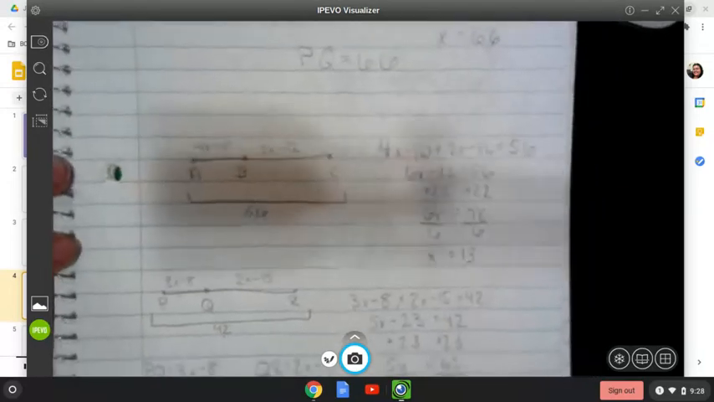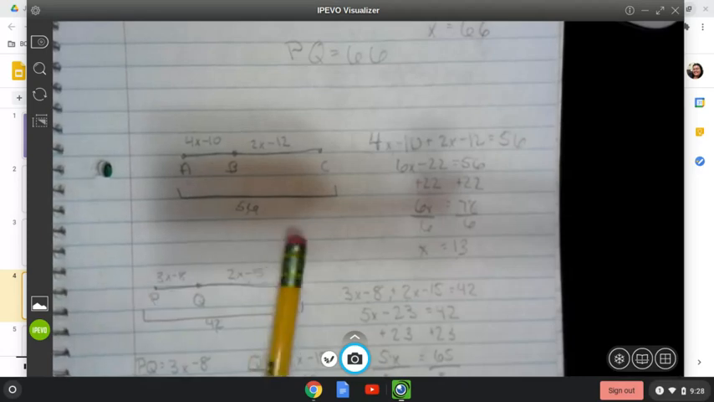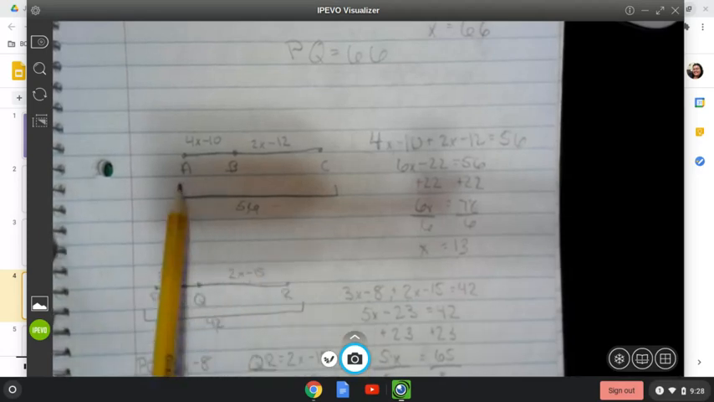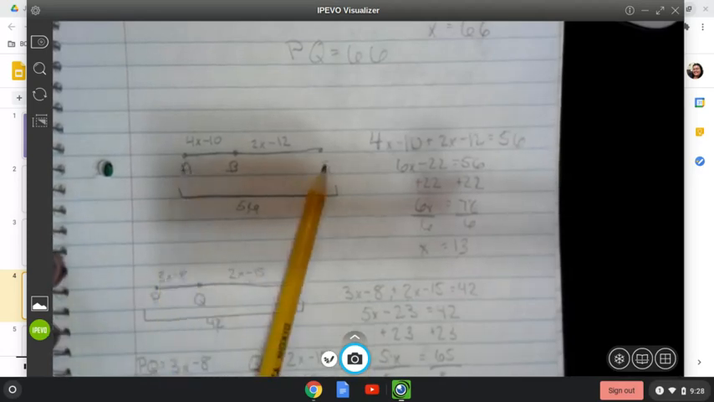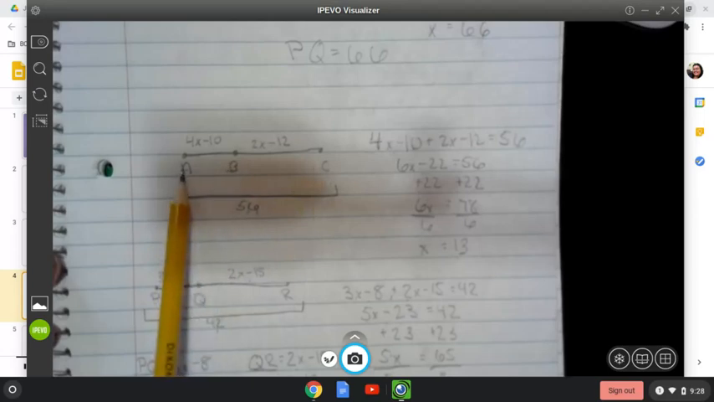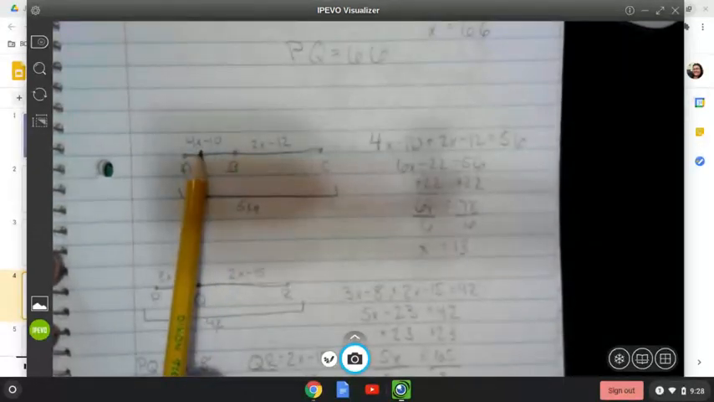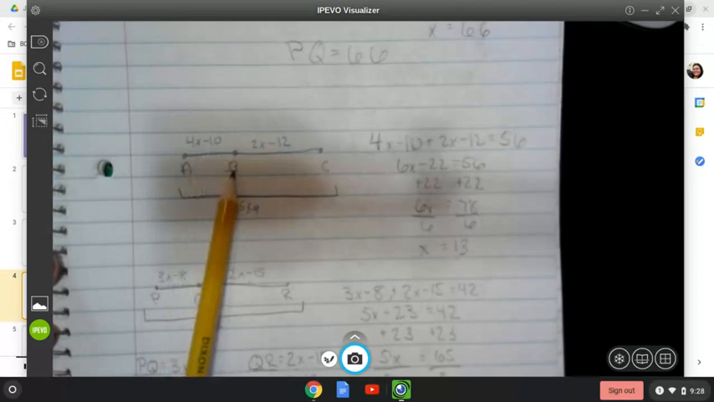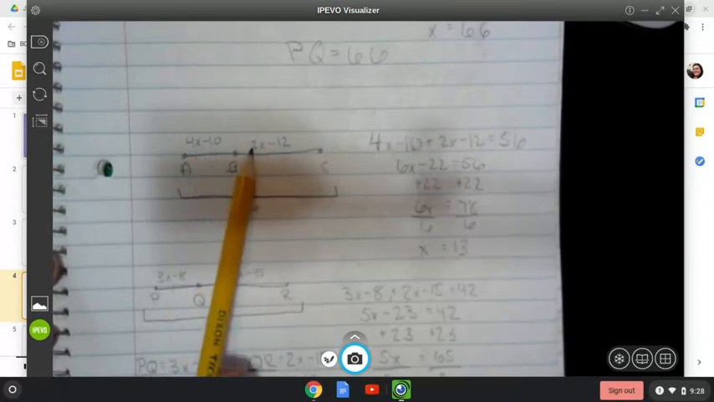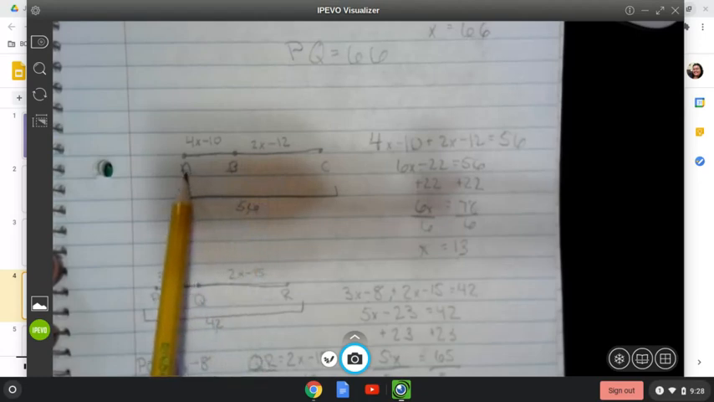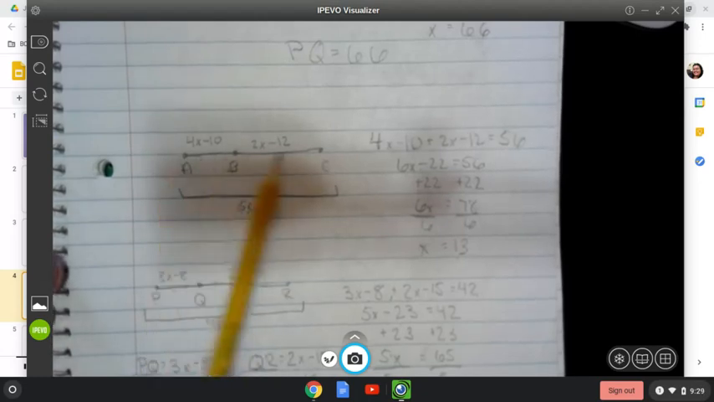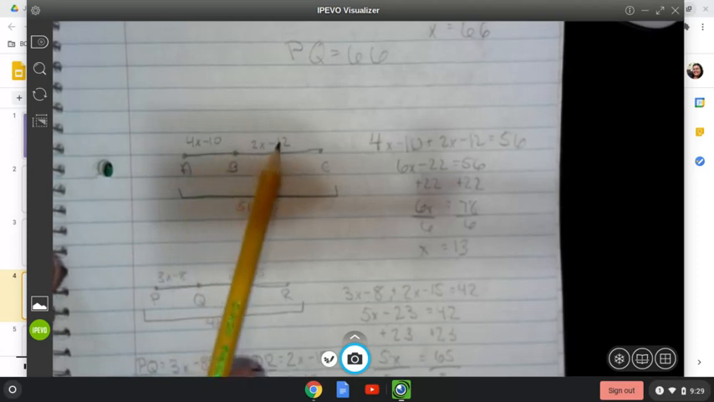So, pardon the shadow, here we have line segment AC. We've labeled all of our parts. It tells us B is here. It tells us that line segment AB is 4x minus 10, line segment BC is 2x minus 12, and that line segment AC, so the whole thing, is 56. So we've drawn and we've labeled everything.